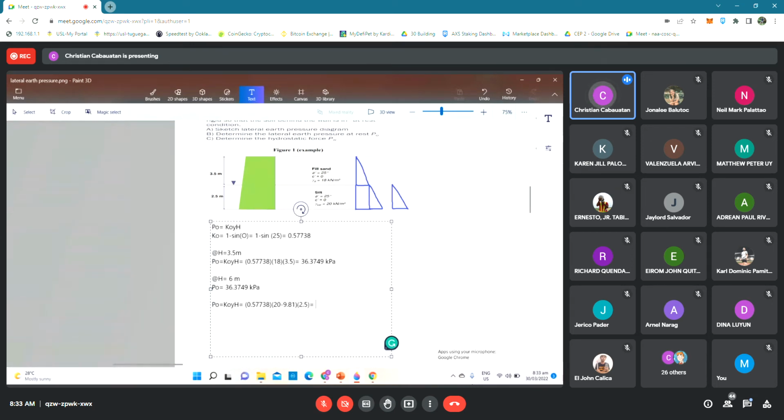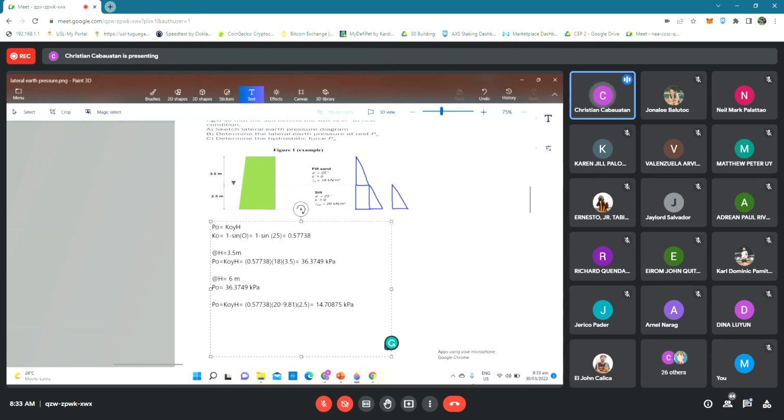Okay, therefore the value for it is equal to 14.70875, in kilopascal. Okay? That is the value at the second layer.